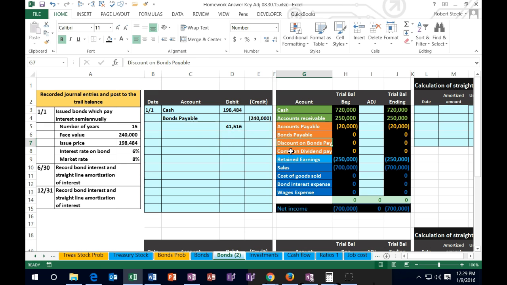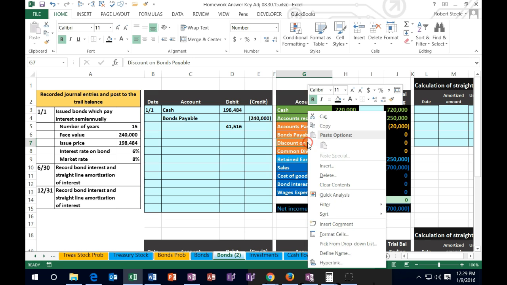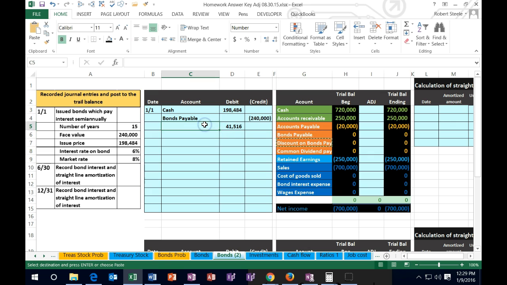So note that the discount on the bonds is basically related to the bonds payable. So we're going to copy that. I'm going to copy the discount, copy that. We're going to put that in cell C5, right click and paste it 1, 2, 3.